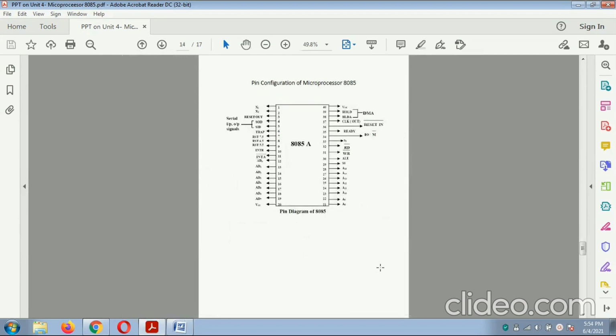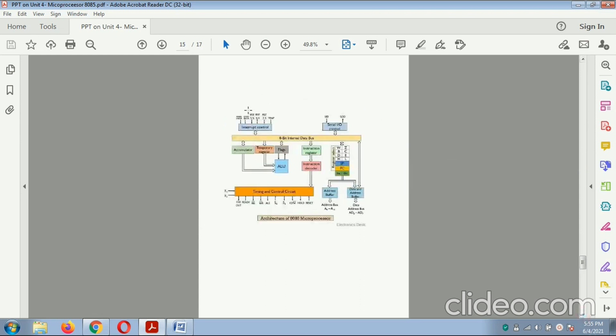So this is the pin configuration which is related to the 8085. This is a 40 pins diagram of the 8085, in which X1 and X2 are the inputs, then serial input and output signals, reset, SOD, SID, TRAP, RST 7.5, 6.5, address data bus AD0 to AD7, this is the voltage, this is the hold signal, and these are the various types of signals. So this is called the pin configuration of the 8085.